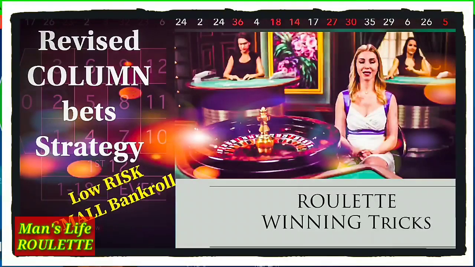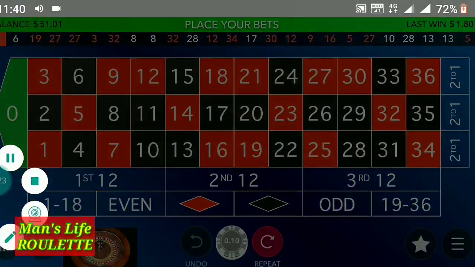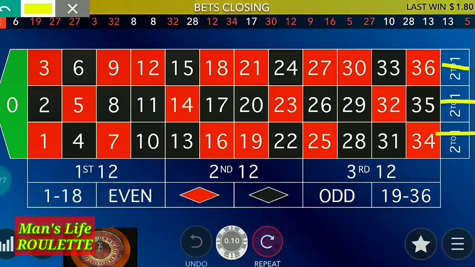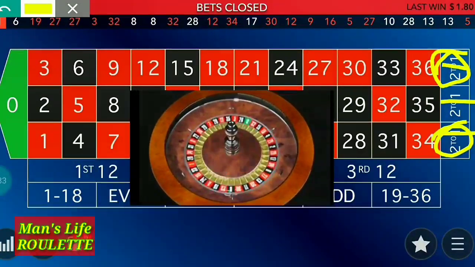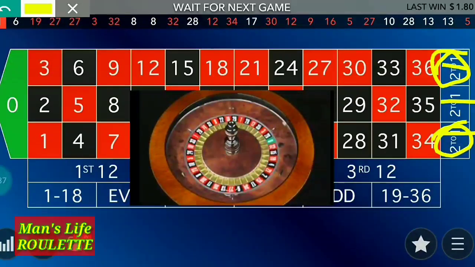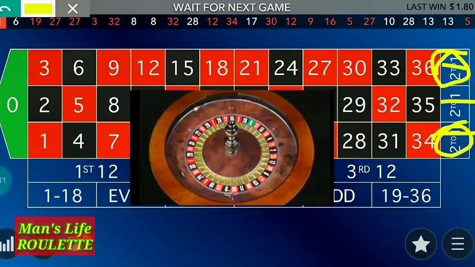The trick is quite simple. As you can see here, the table has three columns, column number 1, 2 and 3, and you have to bet on only two of the columns. That might be the first and third column, first and second, or second and third. In this combination you can bet, and where to put your bets is important. I will tell you later.